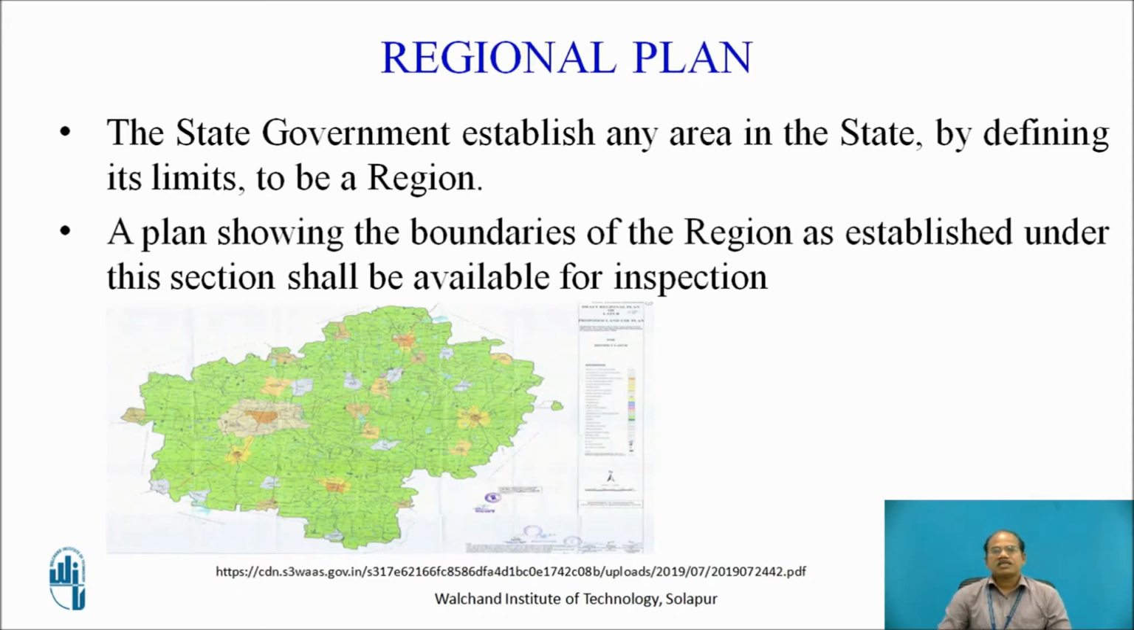You can see that the state government of Maharashtra establishes any area in the state, by defining its limit, as a region. For example, a Pune region can be there, wherein Pune district, Kolhapur district, Solapur district and Nashik district can be there. Or if we want to limit ourselves, for Solapur district we can have a region.